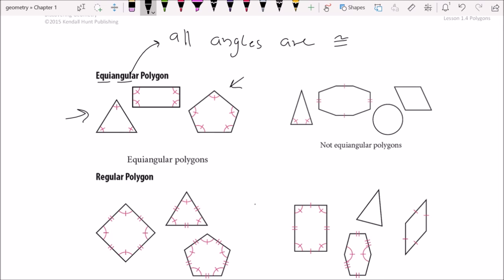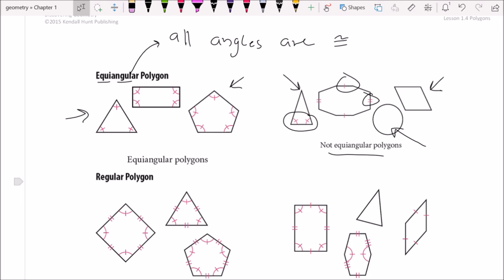Contrast that on the right. Well, circle doesn't even have angles. This one has different angles. This one has different sides marked, and we don't know about the angles. And the triangle has 2 angles which are the same, and one which, well, look how small that angle is. That one is clearly different. Okay, so these are examples of not equiangular.